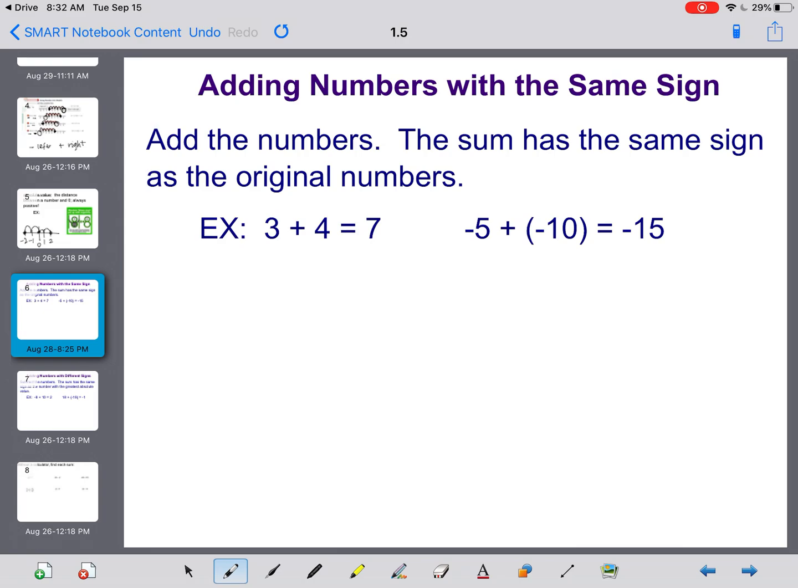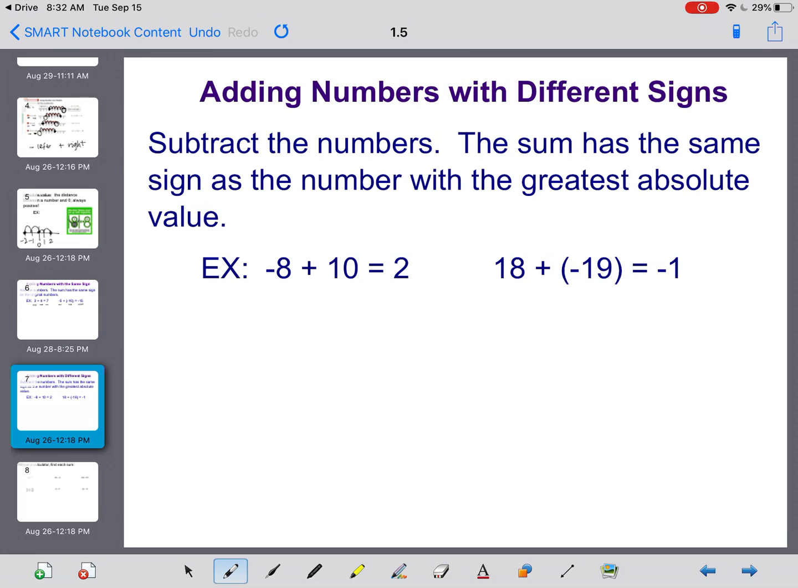All right, if we are adding numbers that have the same sign, your answer is going to have the same sign as those numbers. So for example, if I add 2 positive numbers, I'm going to get a positive answer. If I add 2 negative numbers, I'm going to get a negative answer. Either way, you just add the numbers up, keep the sign.